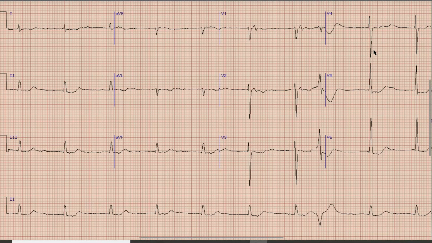So let's begin the discussion on this ECG. As you know, the first thing which we look at on ECG is rhythm. For rhythm, we look at the rhythm strip or lead 2. In this case, the rhythm strip is at the bottom of the ECG.